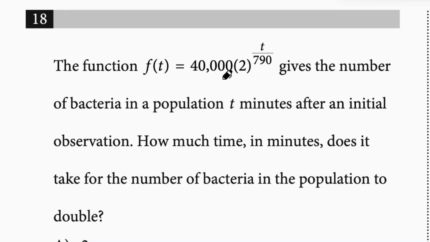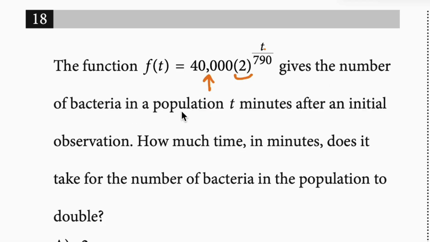That means the rate is double every time. After a certain period of time, the bacteria gets double, right? That is the meaning of this 2 over here. And 40,000 is the initial number. When we started the reading, 40,000 was the initial number, and after a certain period of time it doubles. So that is the meaning of this equation.